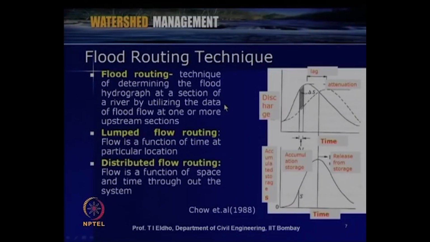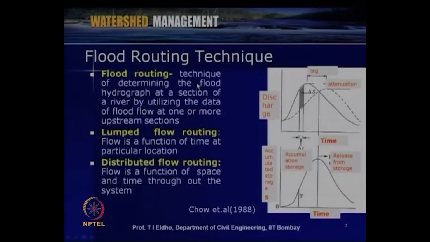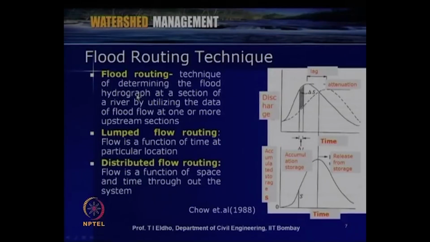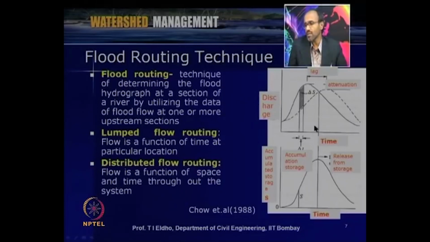So now, as flood routing, when we consider, we have seen that we are trying to identify how the flow depth or discharge is varying with respect to given inflow conditions and the storage conditions of the channel or the reservoir. So flood routing, as we discussed, is a technique of determining the flood hydrograph at a section of a river or a channel by utilizing the data of flood flow at one or more upstream sections. You can see here the hydrograph, discharge versus time.